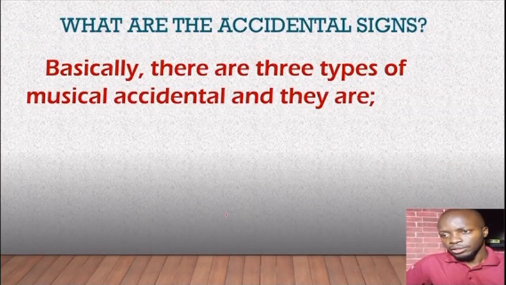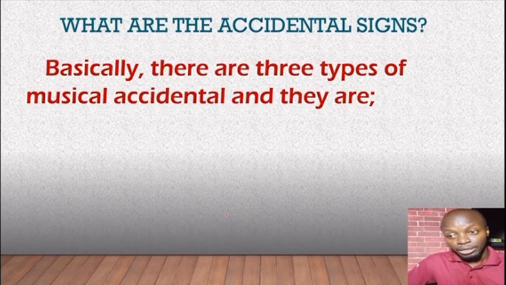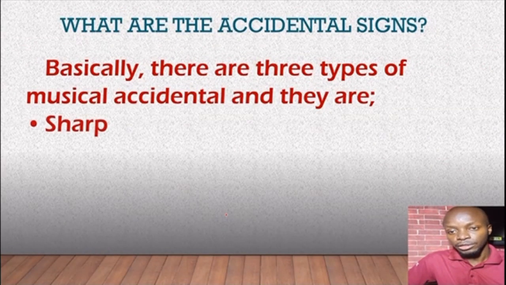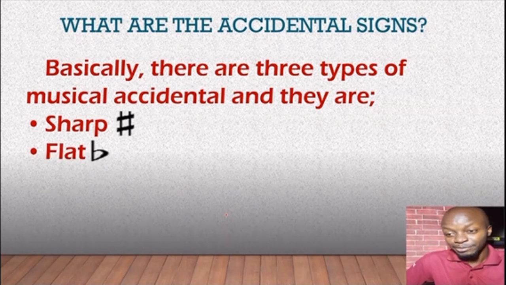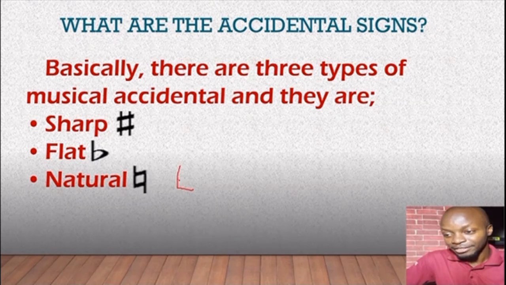What are the accidental signs? Basically, there are three types of musical accidentals, and they are sharp, flat, and natural. Now, sharp looks like a hashtag, right? Flat looks like the letter B, right? And the natural sign is just like an uppercase L and the number 7 put together, and that's your natural sign.